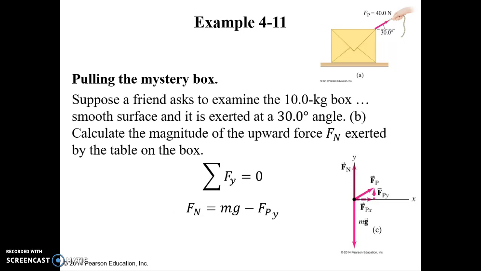Rearrange the equation to solve for the normal force. Rewrite Fpy as Fp sine 30 because we know the value of Fp. Plug and chug to get 78 newtons.